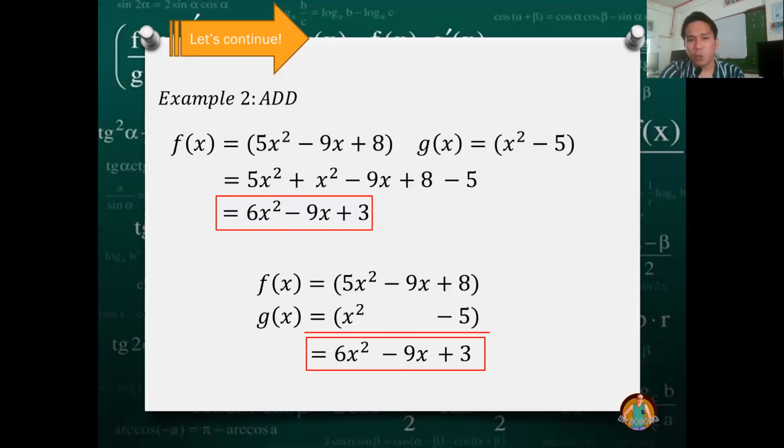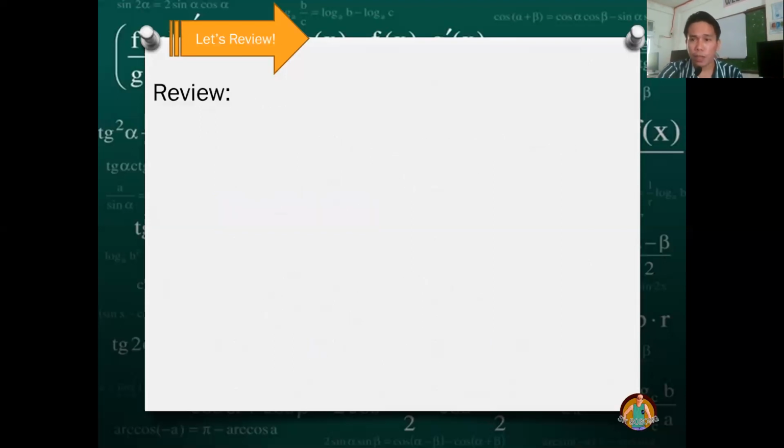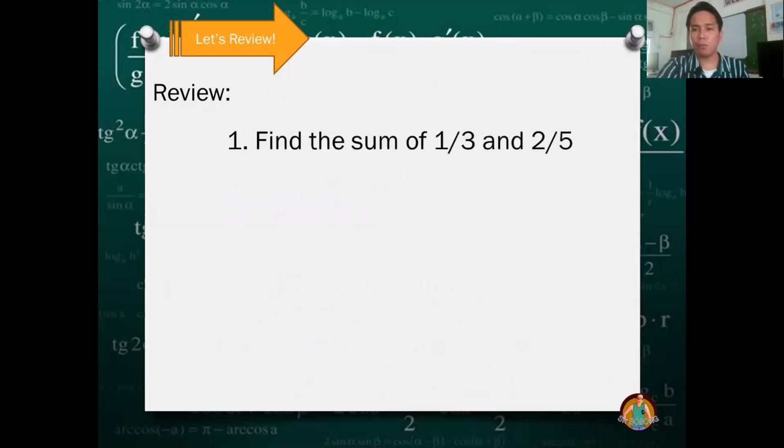So before we proceed with our example number 3, let's have first this review. Okay, kasi importante ito para madaling maintindihan si example number 3. So review muna tayo when we were in elementary. Okay, elementary days natin. Find the sum of 1/3 and 2/5. Hahanapin natin yung sum ng fractions na 1/3 and 2/5. And we all know that we cannot combine 1/3 and 2/5 because they have different denominators.